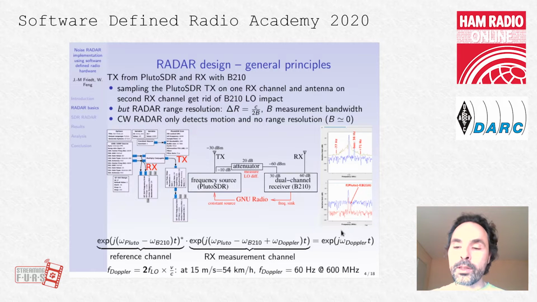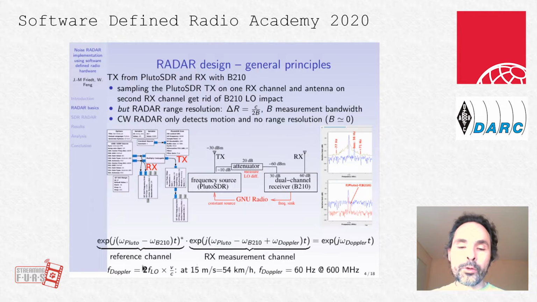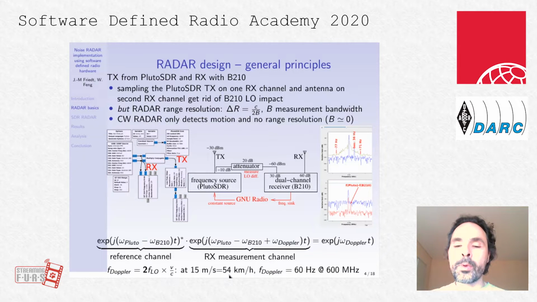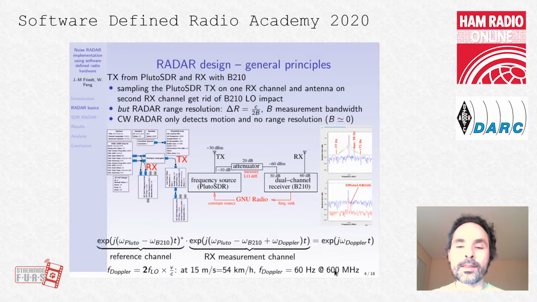So what does this Doppler shift amount to? Well, if you take the example of a moving car, you have to remember that in the case of a radar system, the Doppler shift is twice the local oscillator times the target velocity divided by the speed of light. That's because the electromagnetic wave goes towards the target and is reflected back. A car driving at 15 meters per second, that's about 55 kilometers per hour, will exhibit a Doppler shift of about 60 hertz at 600 megahertz, which is about the center frequency of our antennas.